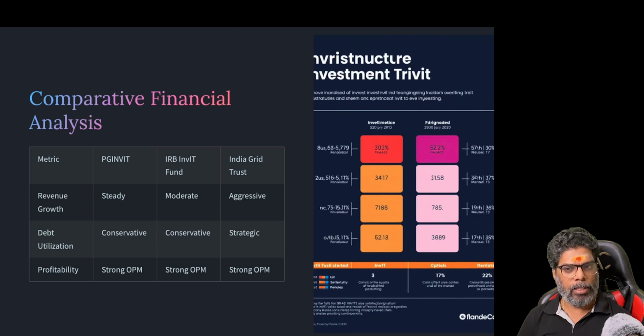If you see the debt utilization, PGINVIT and IRB are very conservative, but INDIGRD is very strategic. They are focused, because they know the idea and have clarity on what they want to do. Their focus is only on solar energy, and where solar or renewable energy is very useful or possible. Those locations have to be found first, and they have to strategically plan their movement. So they are utilizing the debts properly, and profitability wise, all three are good profit.